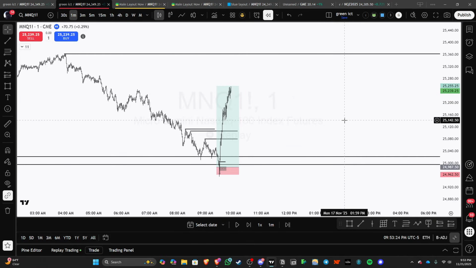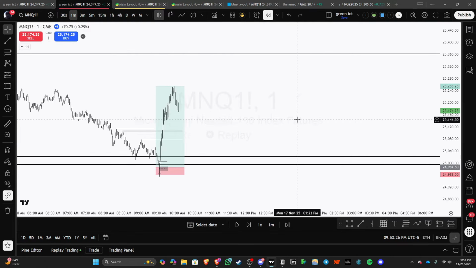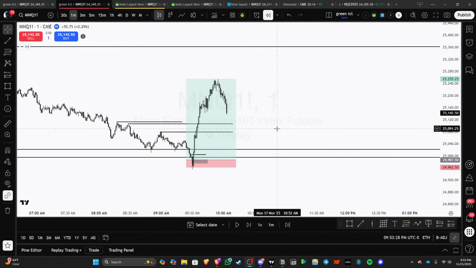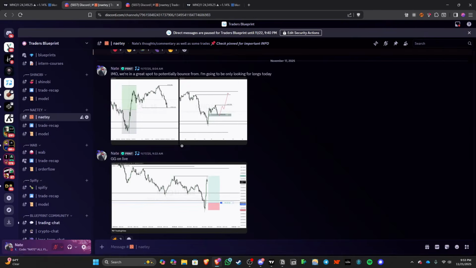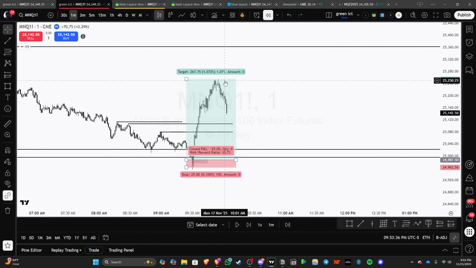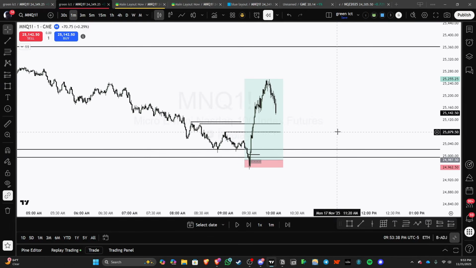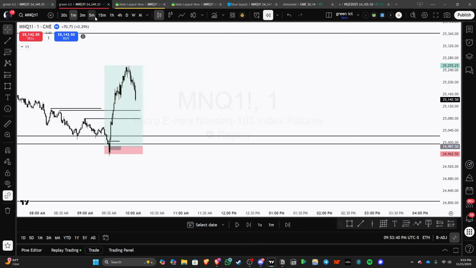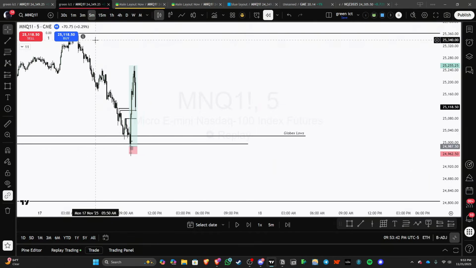Ultimately, I took most of my trade off around 200. I can see actually here, I took most of my trade off at like 240 points, but it did run to 270. But yeah, this is kind of the model that's been working for me lately, and it's pretty simple.